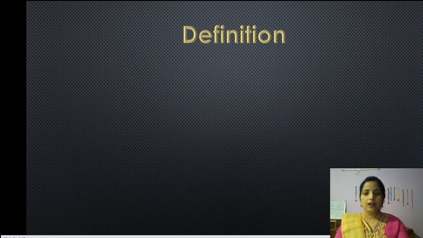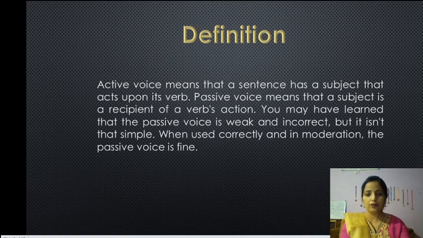Definition. As usual in English language, or rather in every language, every grammatical component has a definition. So what is the definition of a voice? Active voice means that a sentence has a subject that acts upon its verb. Passive voice means that a subject is a recipient of a verb's action. You may have learned that the passive voice is weak and incorrect, but it isn't that simple. When used correctly and in moderation, the passive voice is just fine.